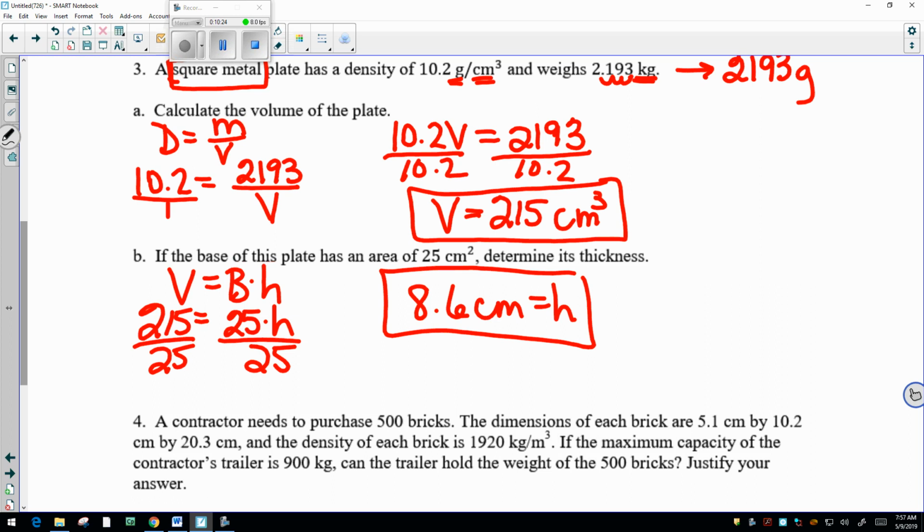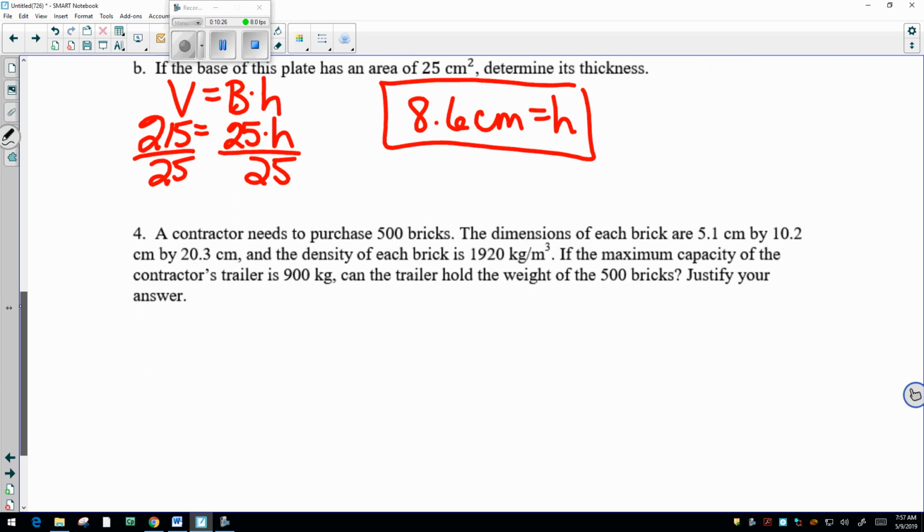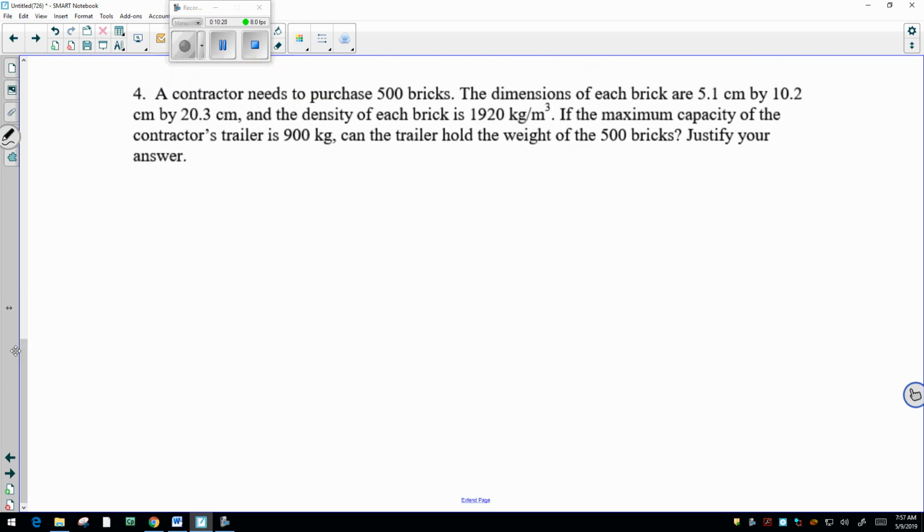Okay, we're going to try another problem here. A little bit more in depth on this one. Again, you want to make sure that you have proper units. So a contractor needs to purchase 500 bricks. The dimensions of each brick are 5.1 centimeters by 10.2 centimeters by 20.3 centimeters. And the density of each brick is 1,920 kilograms per meter cubed. So right now, I'm noticing that whole centimeters compared to meters. We want to get that into the same notation.